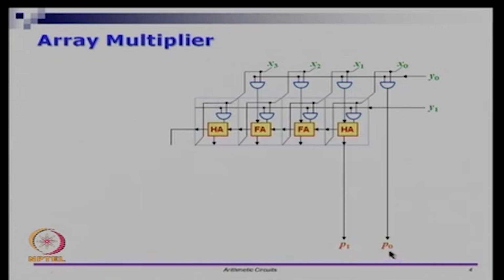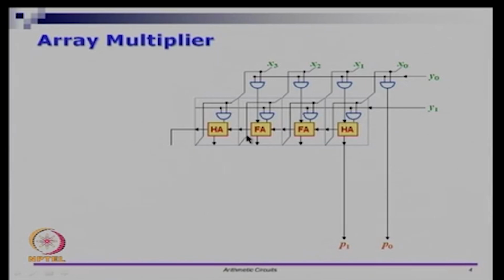The interesting thing is P0 can be looked at as just x0 into y0, you do not need any more calculations. Now let us look at the next stage. You take y1 and multiply it with x0, x1, x2 and x3. This is the same as taking the second rightmost digit and multiplying it with the multiplicand, and that multiplication is again just a sequence of ANDs.